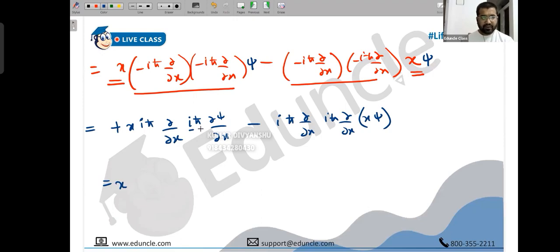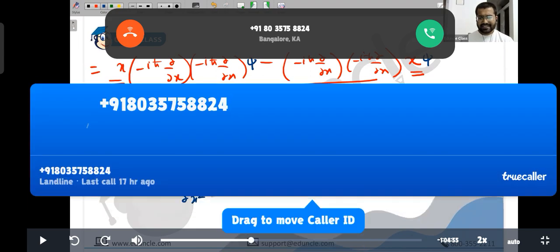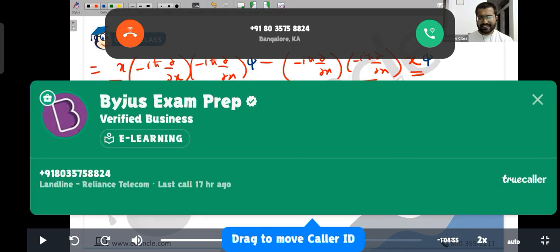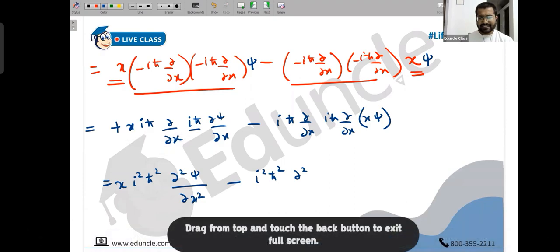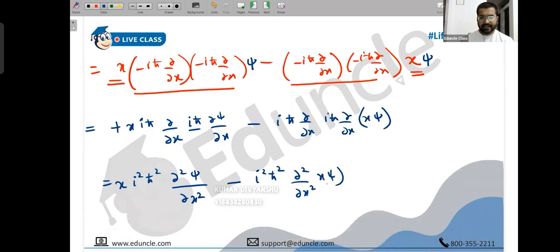I can take i h squared outside. X into i squared h squared, and we have dou square psi upon dou x square now. Minus again i squared h squared, we have dou by dou x of x psi and dou by dou x of this, which is basically dou square upon dou x square again of x psi. Okay, so let's do this now.